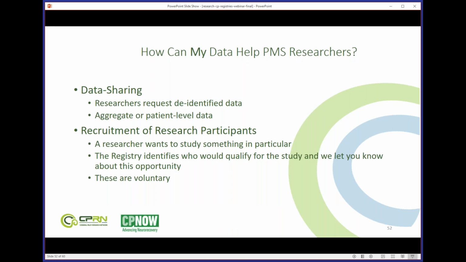So how can this help researchers? Because what our previous presenter showed us was very cool. I mean, quality improvement, improving quality of life, and not having shunts replaced. That's a pretty huge outcome. So what is a PRO going to get you? One area is data sharing. Researchers are able to request from the foundation de-identified data, and we can also provide aggregate data or patient-level data, and I'll give you examples of that.